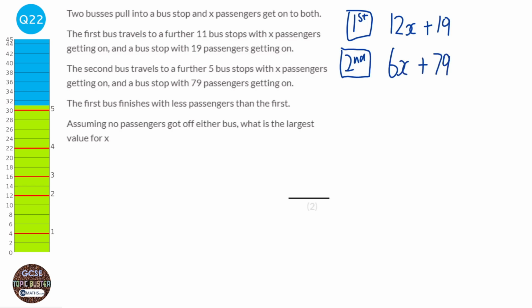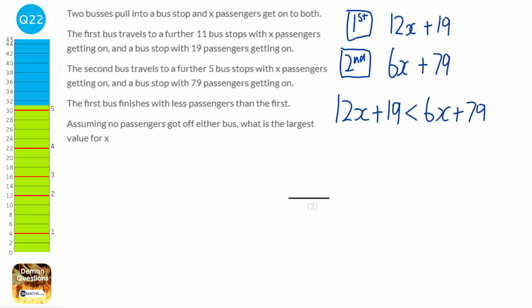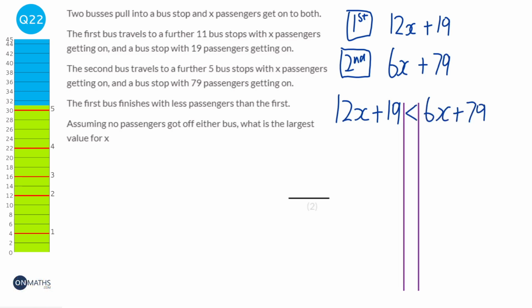And it says the first bus finishes with less passengers than the second, and the way we show that is with this inequality here. Now all we need to do is solve that inequality. And we've got x on both sides, so we look at the x's. We've got 12x and 6x, so we always take away the smaller amount. So we're going to take away the 6x both sides.